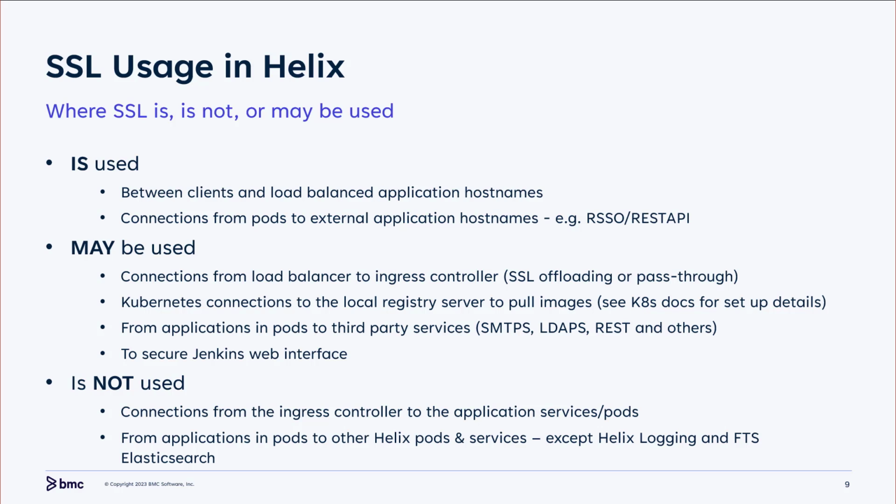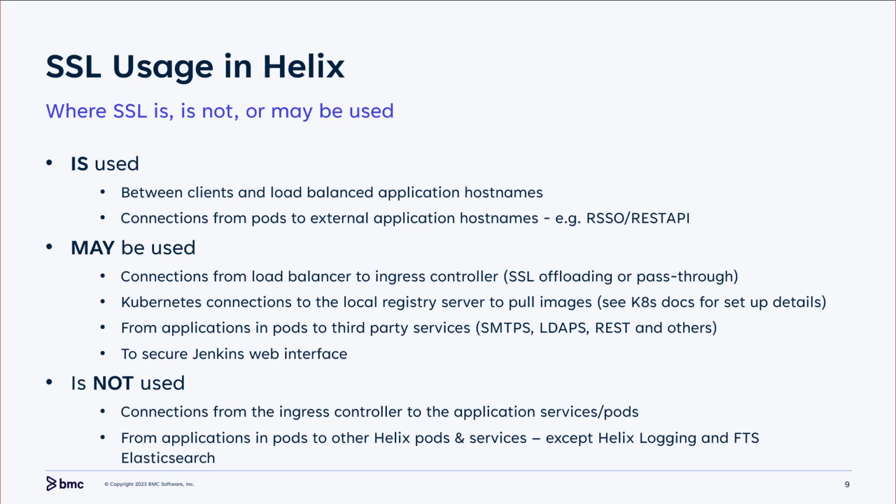The Kubernetes connections to the local registry server. Your application components, pods that are running in the cluster, are built using a container image, and that container image comes from a registry server. Typically, that registry server offers its connections using SSL. It's not required. You can configure insecure registries, but the default is secure. So you'll need to configure certificates in your cluster to be able to access your registry server.